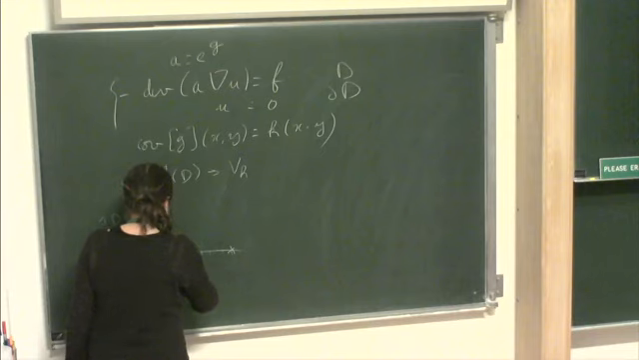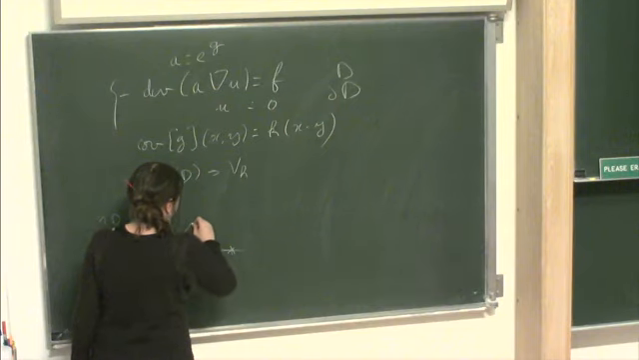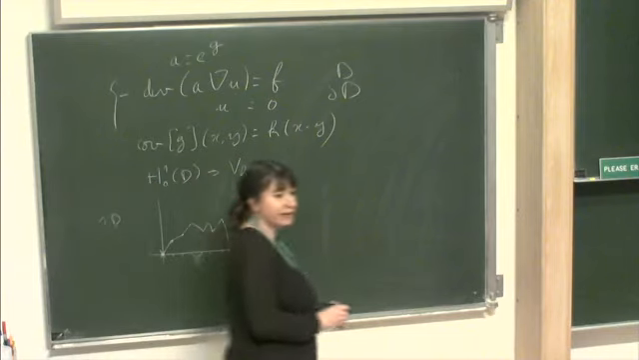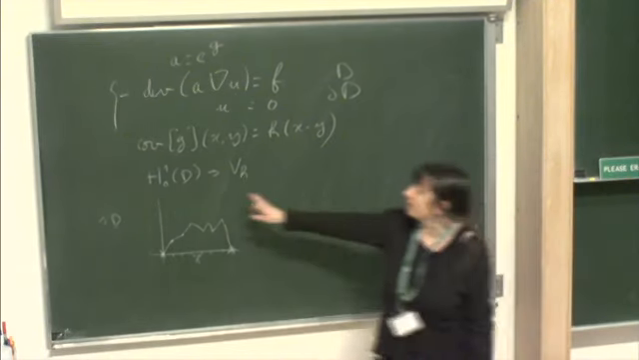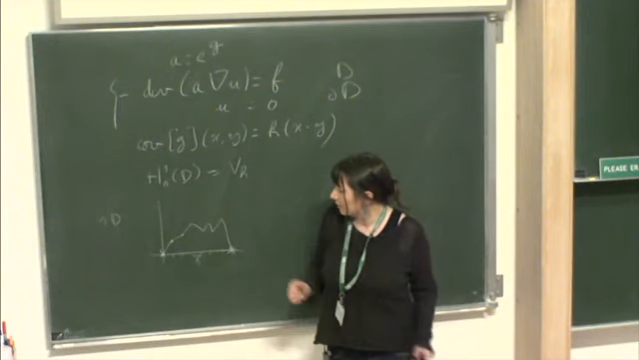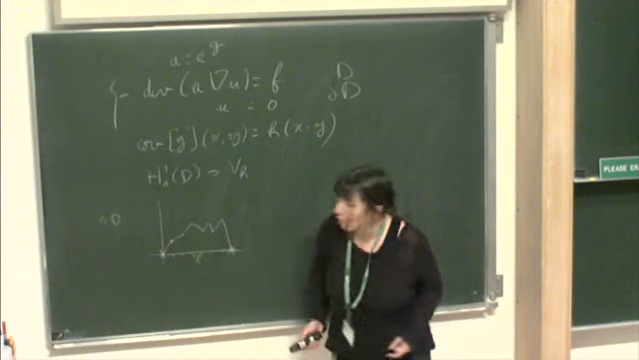And so you have a continuous piecewise linear function. So you approximate your function by some function in this space, whose dimension is more or less 1 over h.